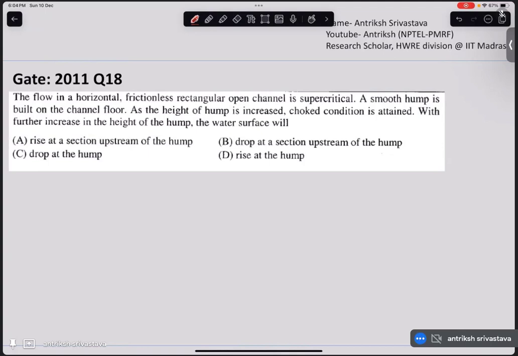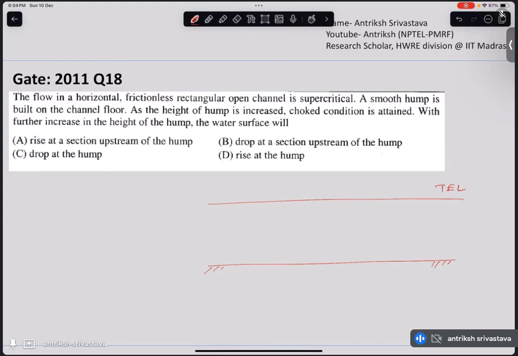So first, let's see what this question is telling us. We have a horizontal flow, a horizontal bed, no slope. Frictionless, so there is no loss of energy. The total energy line is going to be horizontal. Now this is supercritical. What does that mean?